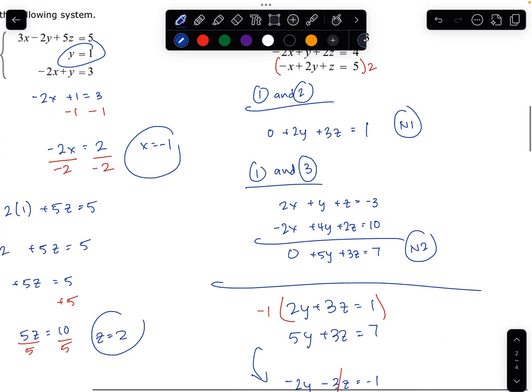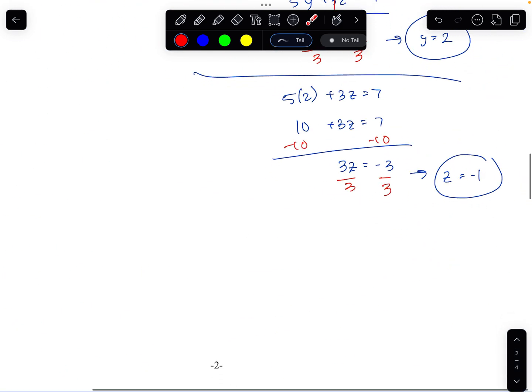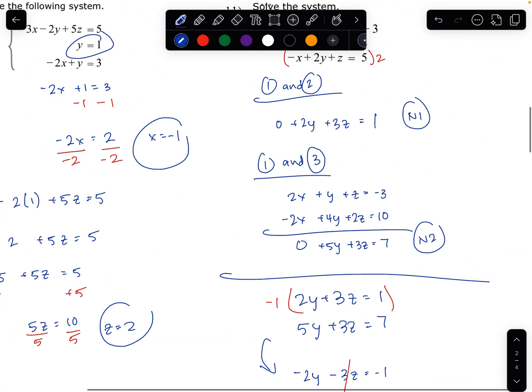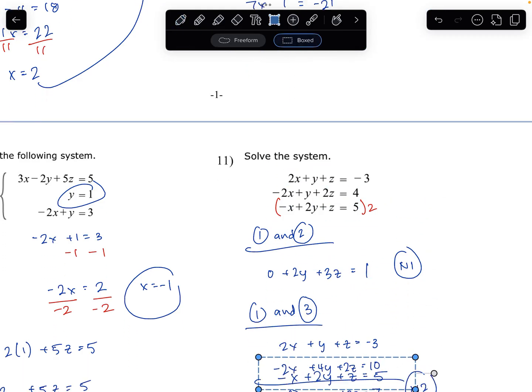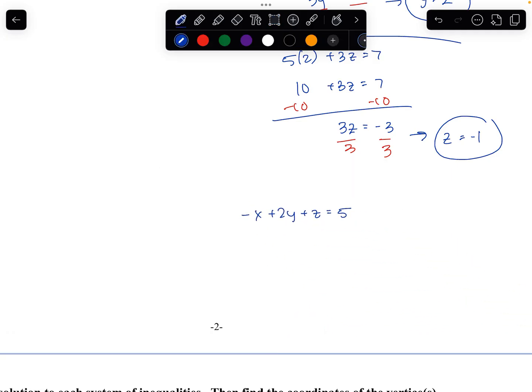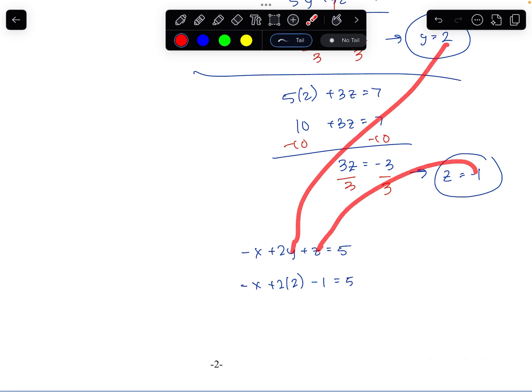And then I'm going to take one of these original equations where it has x in it, and I'm going to plug in these values right here. So I'll take the -x, I'm going to write it first up here. So -x plus 2y plus z equal to 5. Okay, and I'm going to plug in values. So -x plus 2 times 2 minus 1 is equal to 5. So again, I'm plugging in -1 here, plugging in 2 right here, and then I can solve for x.